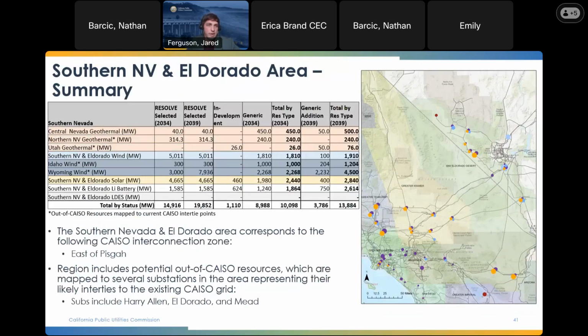For the southern Nevada and El Dorado RESOLVE region, this corresponds to the ISO's east of Pisgah zone, and like the greater Kramer area, it includes the interconnection points for potential out-of-state resources. You can see listed here we have both Idaho wind and Wyoming wind mapped in this zone, because we are mapping them as interconnecting to the Harry Allen El Dorado system. Next slide.